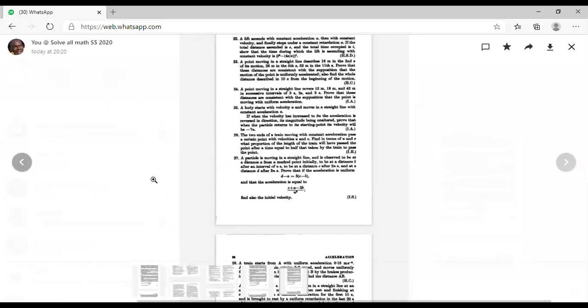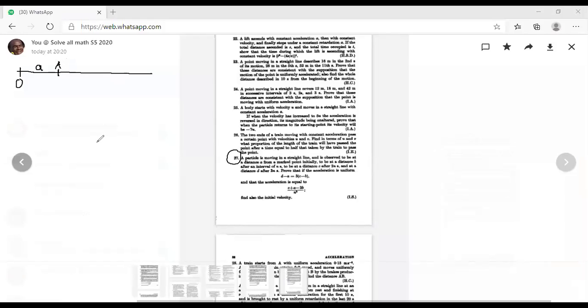So there it goes. It reads: a particle is moving in a straight line. This is the number. And is observed to be at a distance small a from a marked point initially. Hear that statement. The particle travels in a straight line, and initially it is observed to be a distance small a from a marked point. So here it is at a distance small a. Let me call this point capital A.